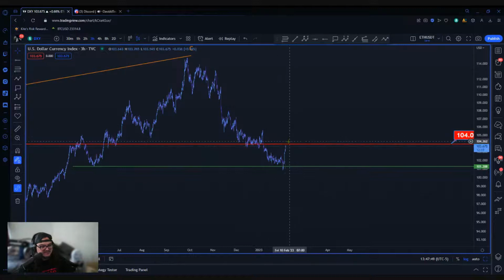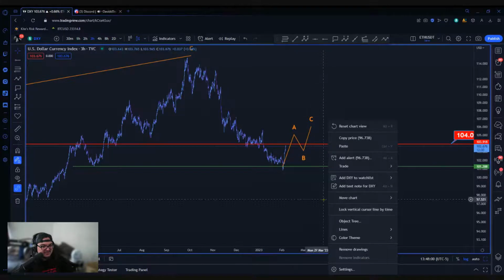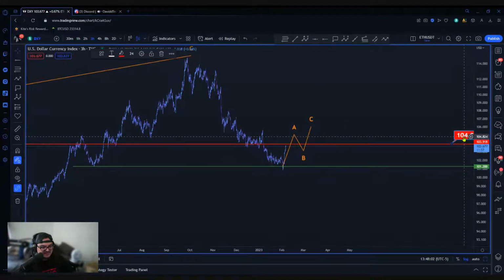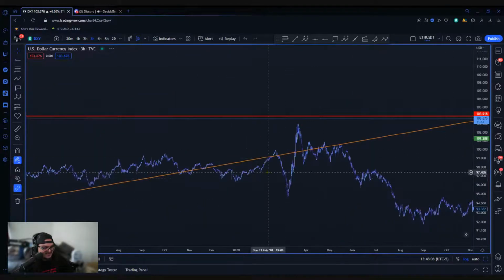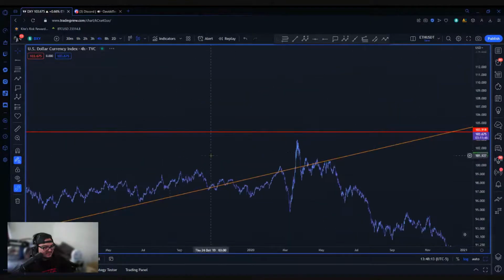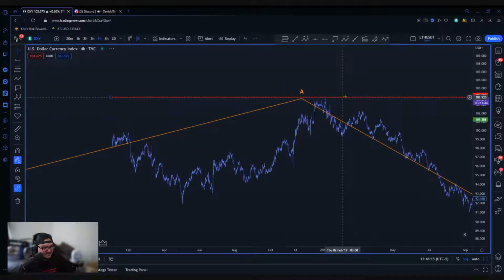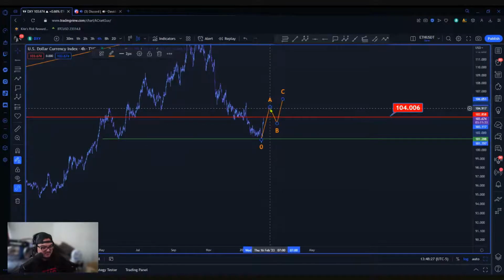If we break above that, it doesn't necessarily switch my bias. I just need to see price either put in its own ABC at a higher point, something like that, or we come back down and maintain below 104, or what is that, 103.91 technically. Yeah, 103.91, 104, based off of this pivot back here. If I can find it. It's a long way to go. It won't even load. There we go. Off of this pivot. To be exact, 103.85.